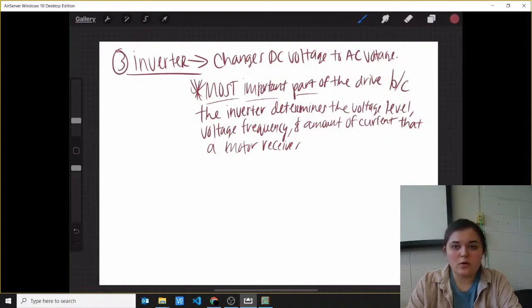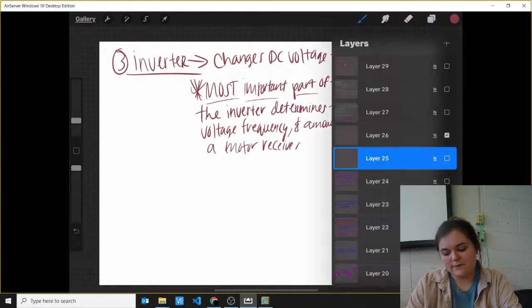The third part of the drive is the inverter, and that changes the DC voltage back to AC voltage, so it can be used in our common applications today. It's the most important part of the drive, because the inverter determines the voltage level, voltage frequency, and amount of current that a motor receives.